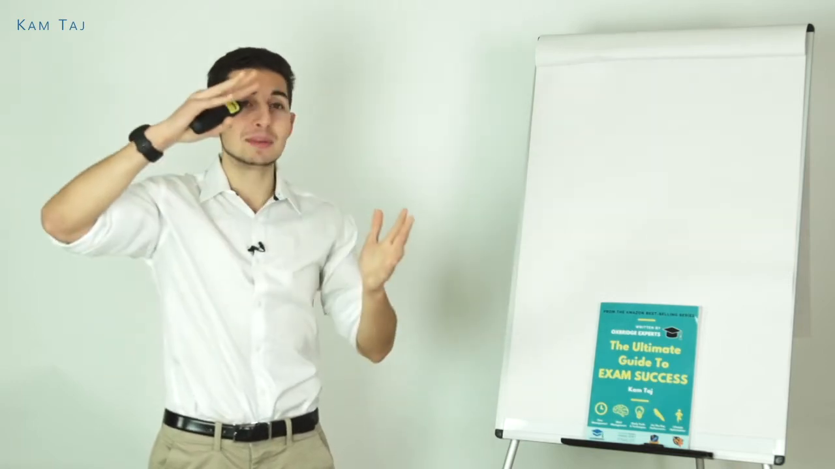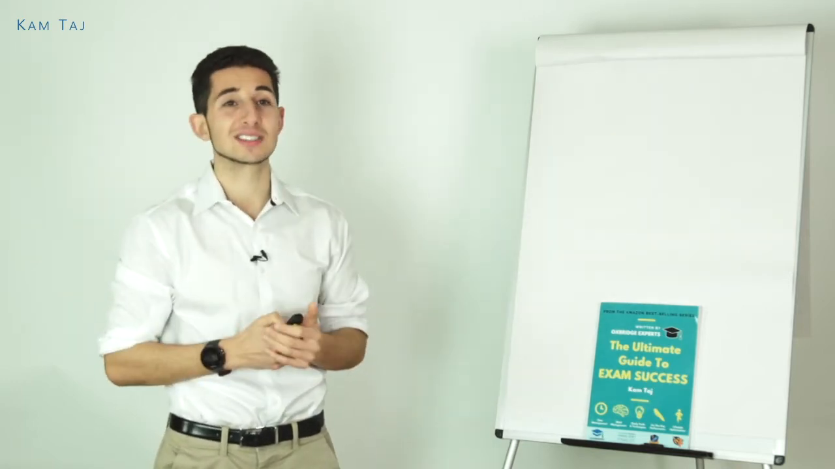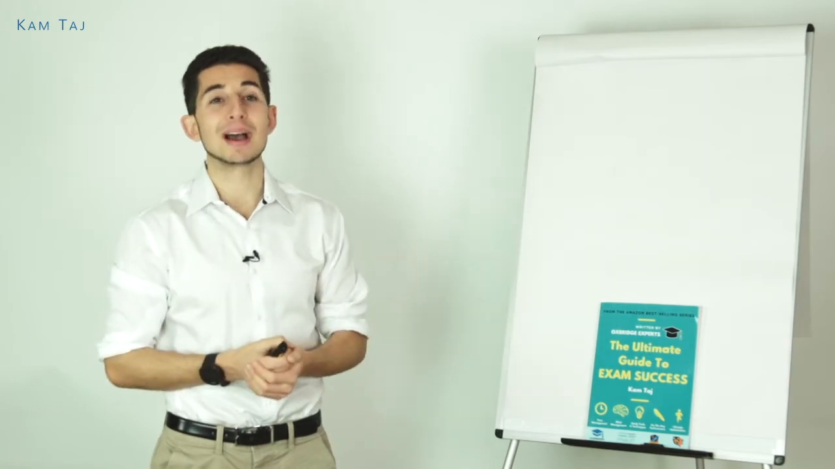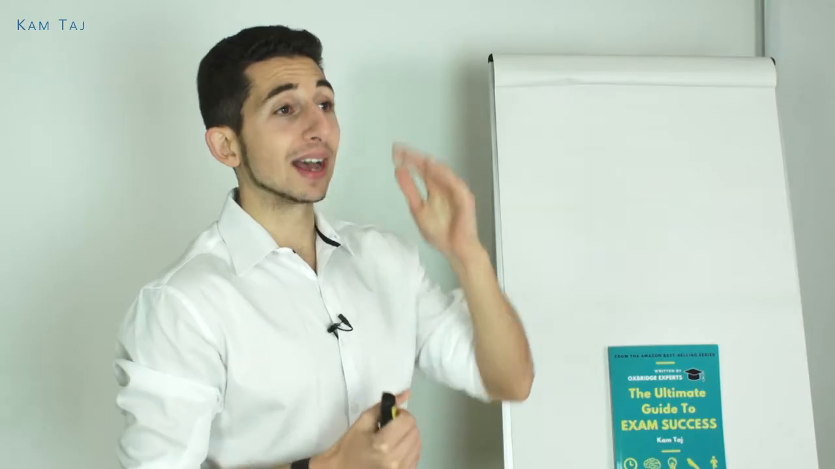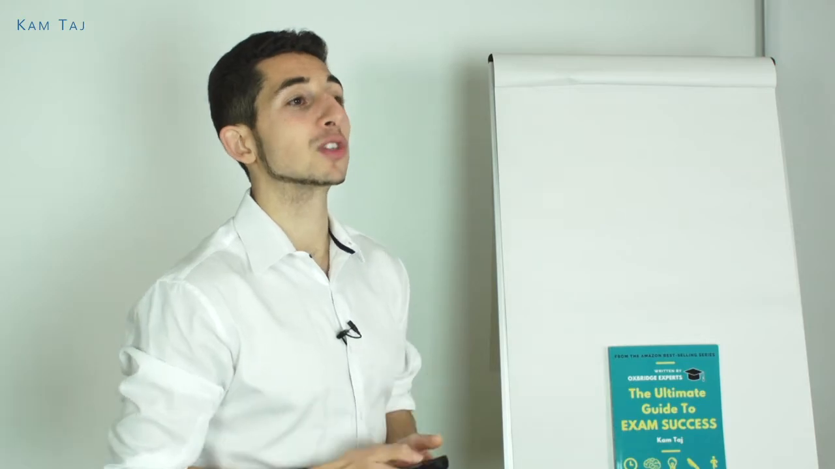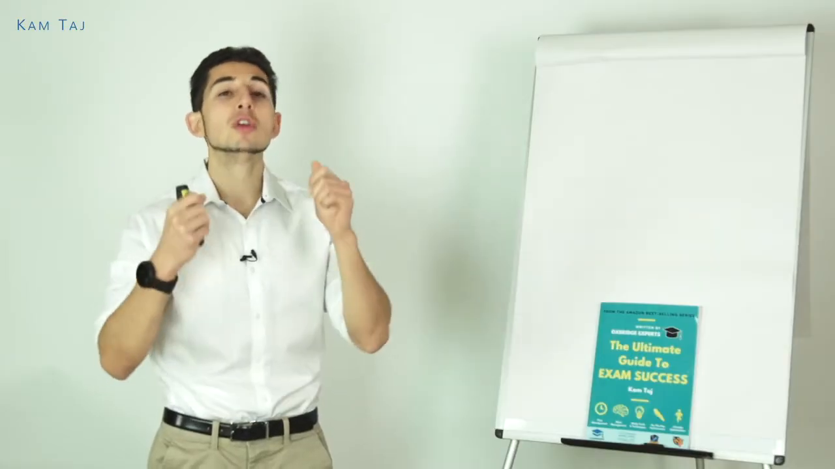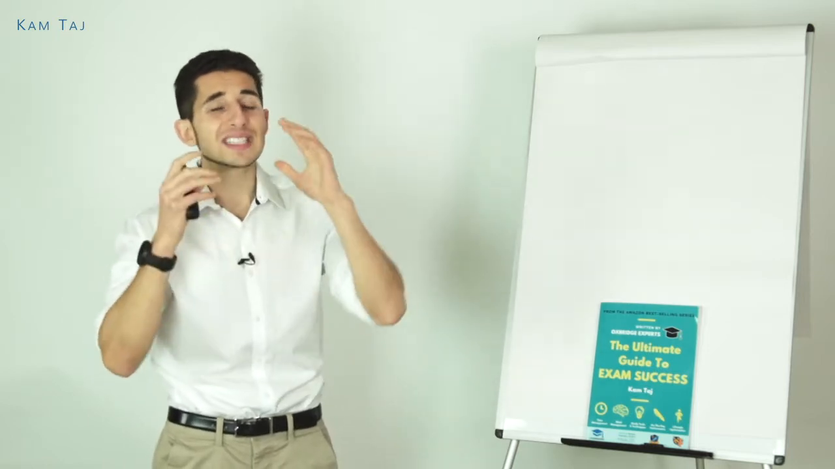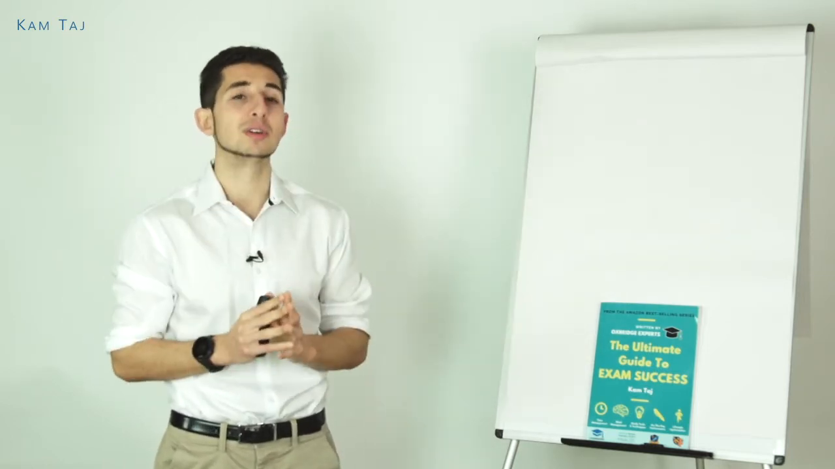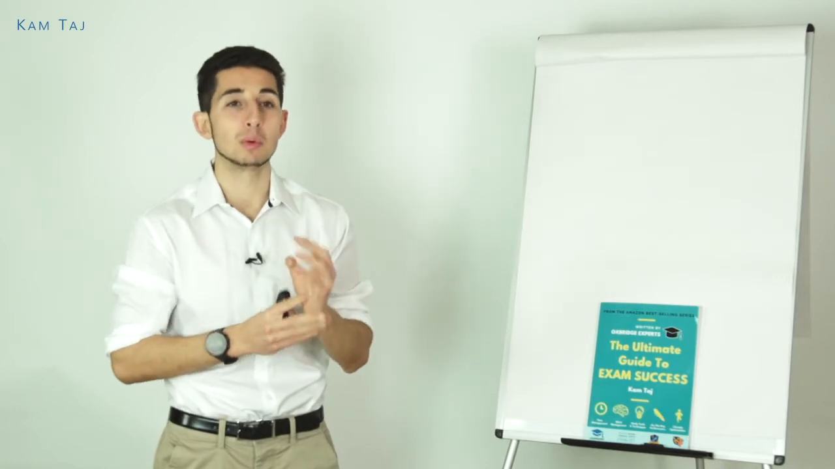But if during this 10 minutes, you deviate from that task, you end up right back at that pit of eternal procrastination. You take that little break in between while you're still in that first 10 minutes or so, you're right back at the beginning. You've got to navigate the pit again, go up that chasm again. So the most important thing to keep in mind with the YOFO SoCo chasm is we want no distractions around us. We just want to stay fully focused for this 10 to 12 minutes that we're in this zone, and we want to keep moving no matter what.